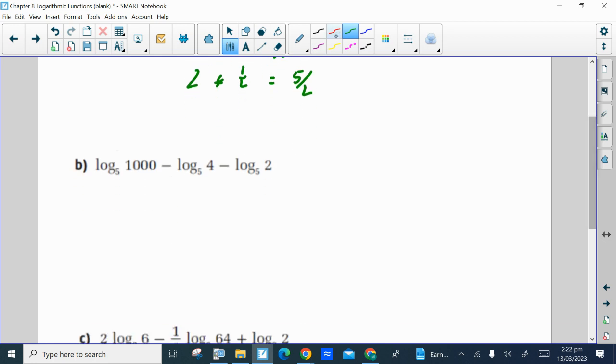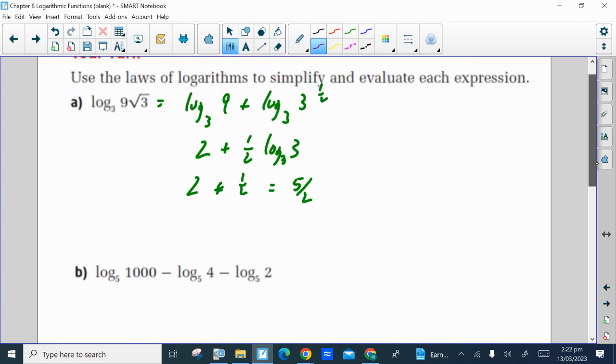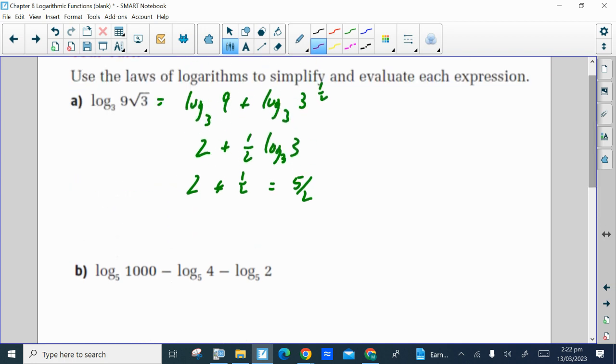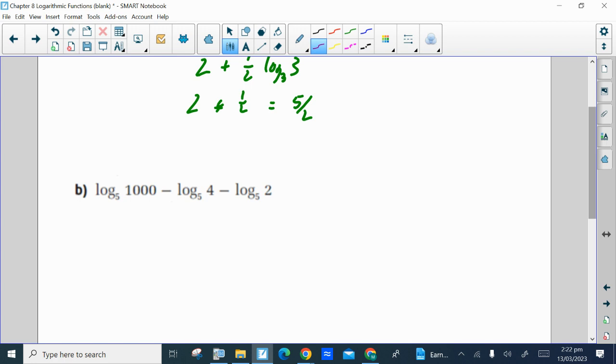Okay? So you can see, I mean, there's no rule that says how you do these. You just want to simplify if possible. In the case of question A, by expanding, it allowed us to do it without really touching a calculator. In the case of question B, log base 5 of 1,000 would be irrational. Log base 5 of 4 would be irrational. Log base 5 of 2 would also be irrational. So in this case, I would try and combine them into one term using the appropriate laws.